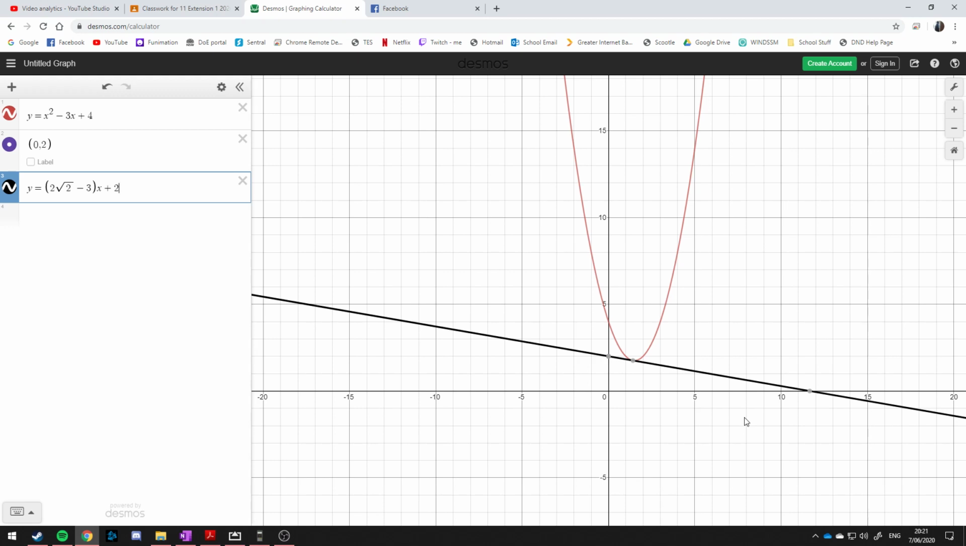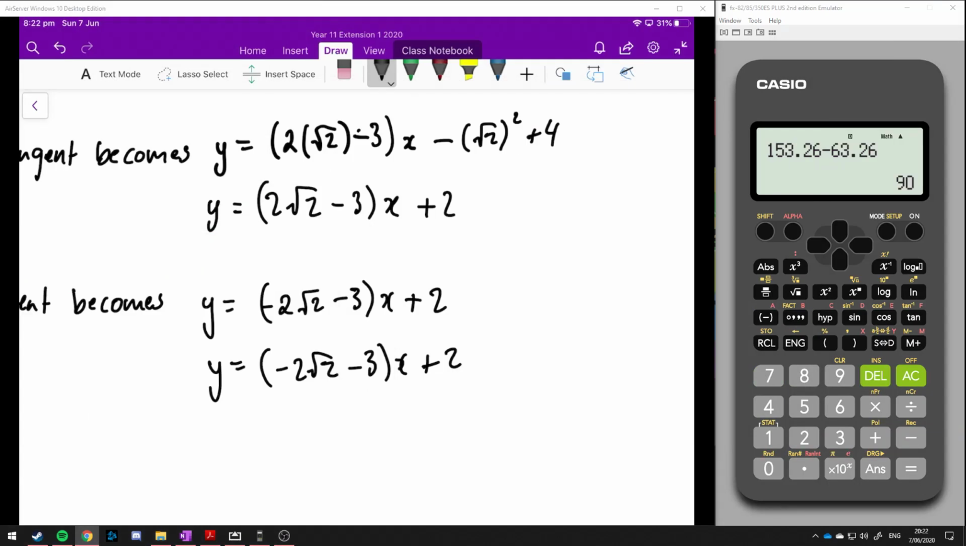Now, for my second one, we're going to say, well, when t is equal to negative square root of 2. The tangent for this one becomes y is equal to negative 2 root 2 minus 3 lots of x minus, and then the 2 root 2 thing is just going to become positive again. So putting it all together, we get minus 2 root 2 minus 3 of x plus 2. Again, if I now put this equation on the graph, oh, sorry, you couldn't even see any of that. I'm getting really bad at this.